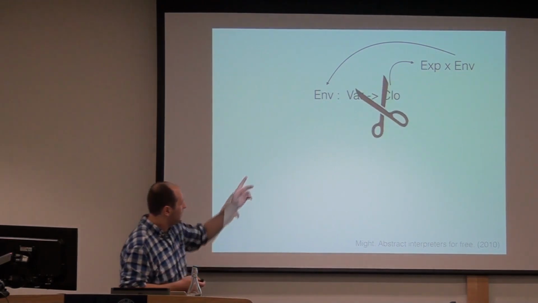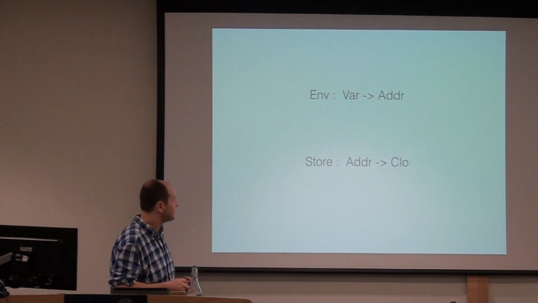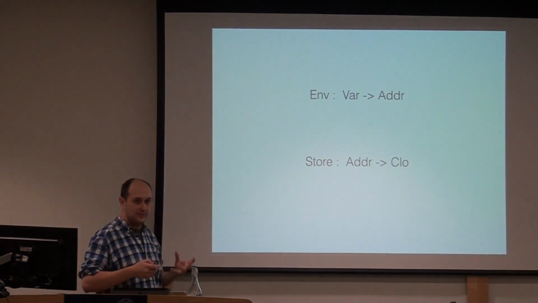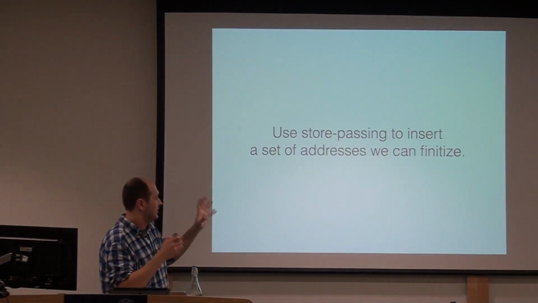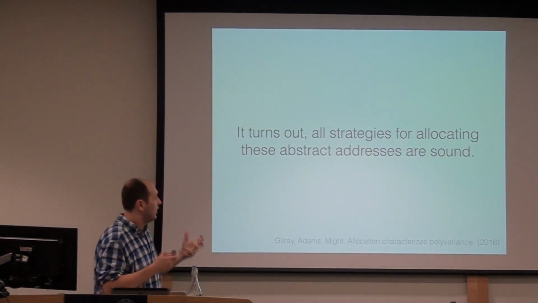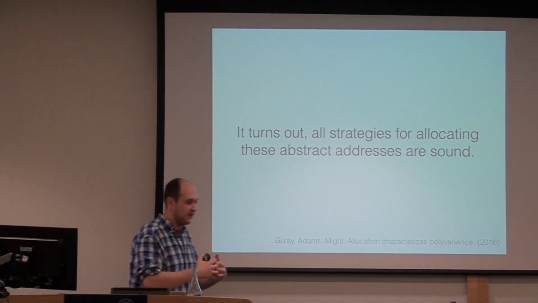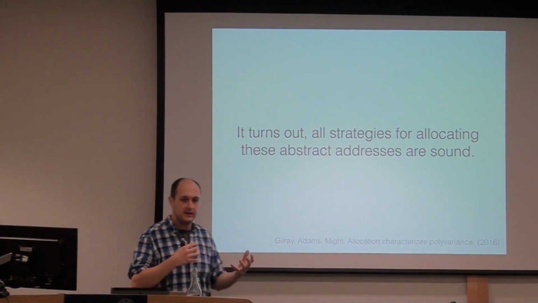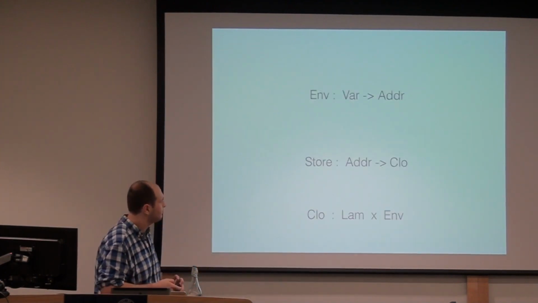So if we happen to snip it at this edge, then we get a standard store passing style transformation. What that gives us is an environment that maps variables to addresses, and then a store that maps addresses to closures. And so what we've done is we've used a store passing style transformation to insert a set of addresses which we can then finitize. And as it turns out, all strategies for allocating these abstract addresses are actually sound. So all different possible ways of merging concrete addresses into abstract addresses gives us a sound analysis, and it turns out that we can encode different styles of context sensitivity and different styles of analysis by tuning our abstract allocator.